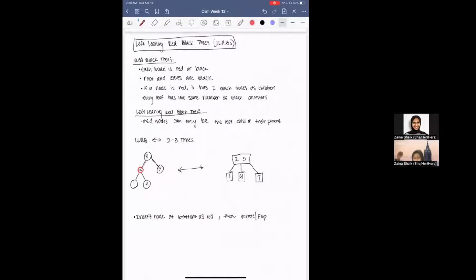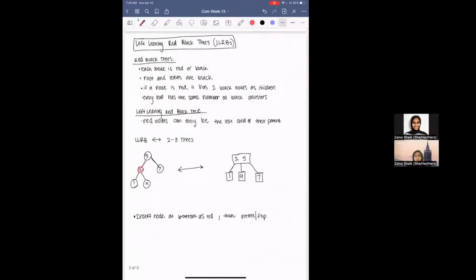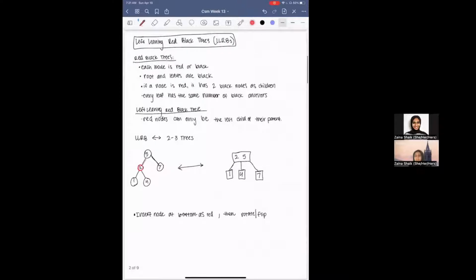number of black ancestors. And then a specific type of red-black tree is a left-leaning red-black tree. This is when a red node can only be the left child of its parent. And then there is a one-to-one mapping between left-leaning red-black trees and 2-3 trees. So as an example, we have this left-leaning red-black tree, and it can also be drawn as its equivalent version of a 2-3 tree.